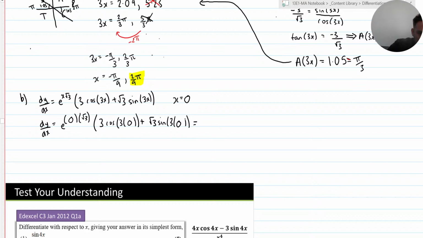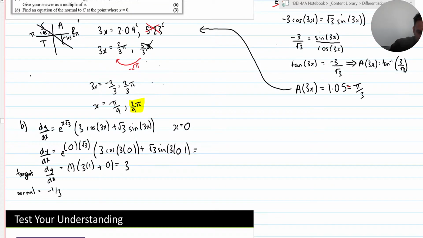Because e to the power of 0 is going to be equal to 1. Cos of 0 is also 1. So that's going to be 3 times by 1 there, like so. Plus sine of 0 is going to be 0. So plus 0 for that one, which is just going to leave me with dy by dx is equal to 3, is it? Done that in my head. I probably should have done it straight on my calculator.